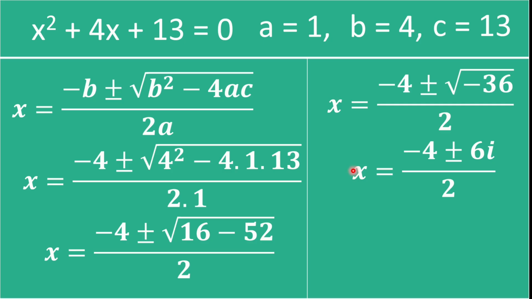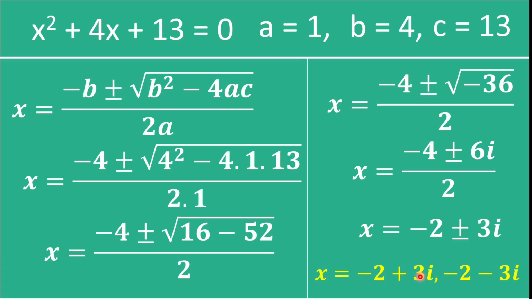So we can write this as x equal to minus 4 plus minus 6 iota, because square root of minus 36 equals 6 iota, divided by 2. And now we will take 2 as common from here. Then our value will become x equal to minus 2 plus minus 3 iota, because we have taken this 2 common from here and here. So 2 divided by 2 equals 1, and 1 times this value equals minus 2 plus minus 3 iota. And finally we will write these values separately because we have plus minus, so we can write x equal to minus 2 plus 3 iota and x equals minus 2 minus 3 iota.